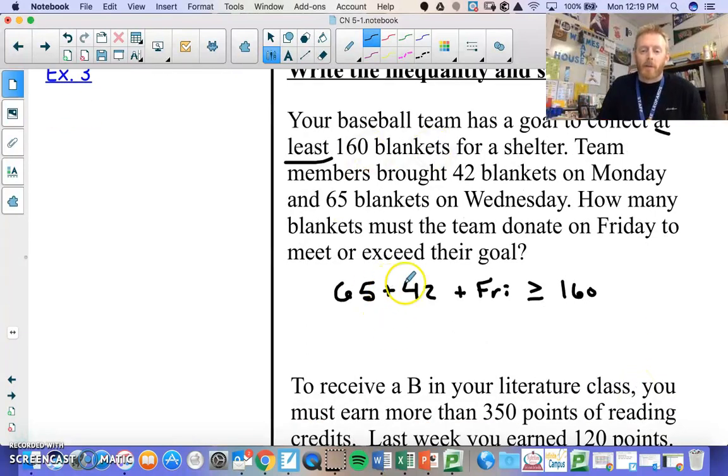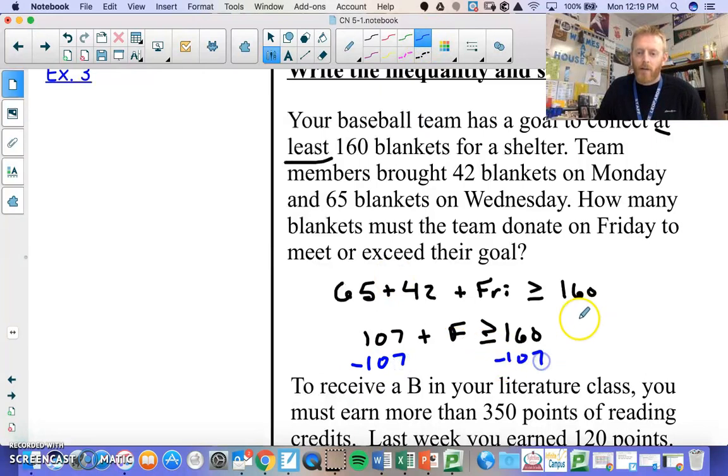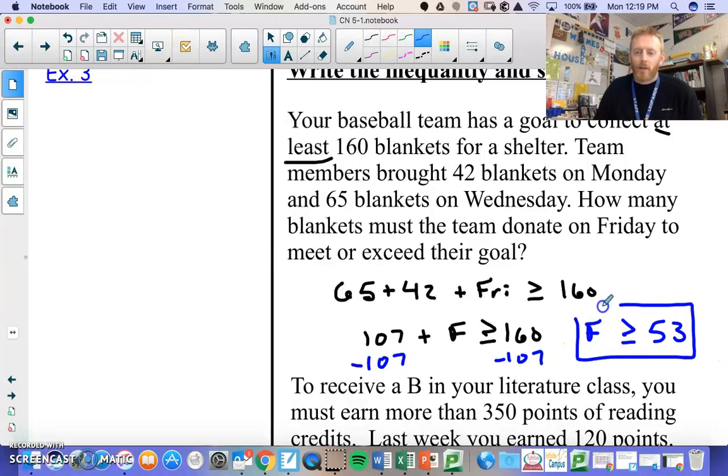So what we would do is combine our like terms here. This makes 107 plus whatever Friday is, greater than or equal to 160. So to solve it, we would subtract 107 from both sides, and Friday has to be greater than or equal to 53 blankets. So on Friday, they have to have at least 53 blankets brought. If they bring more, we're more than happy to be able to donate that stuff.